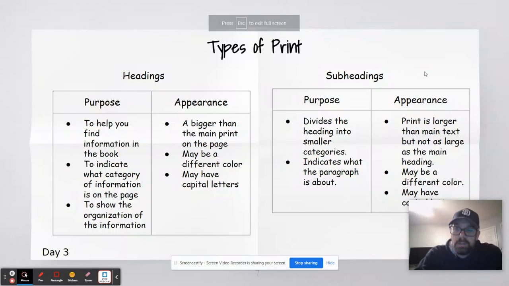Good morning, everyone. I'm so backlit. It's okay. It's okay. It's okay.